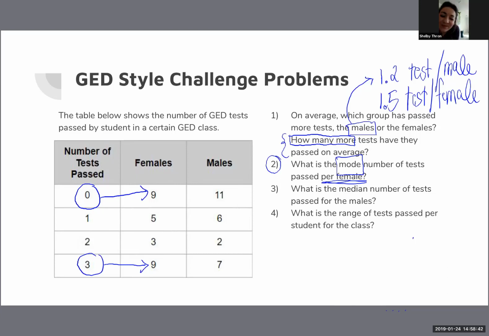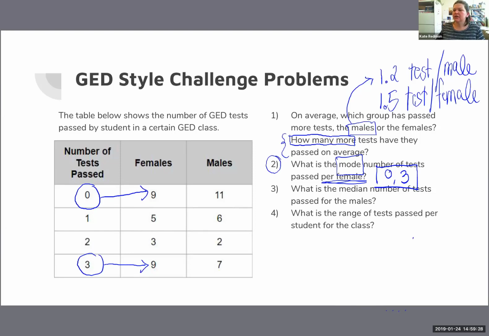Okay, bi means 2. It's a common prefix in our language. So if I say it's bimodal, what am I saying? It has 2 of them, 2 modes. Totally legit answer. So what is the mode number of tests passed per female? I have 2 totally legit answers. I will separate my totally legit answers with a comma. It is both 0 and 3, and that can happen. Tricky. I'm a brat. I was meaning to do that too. You know how I am.